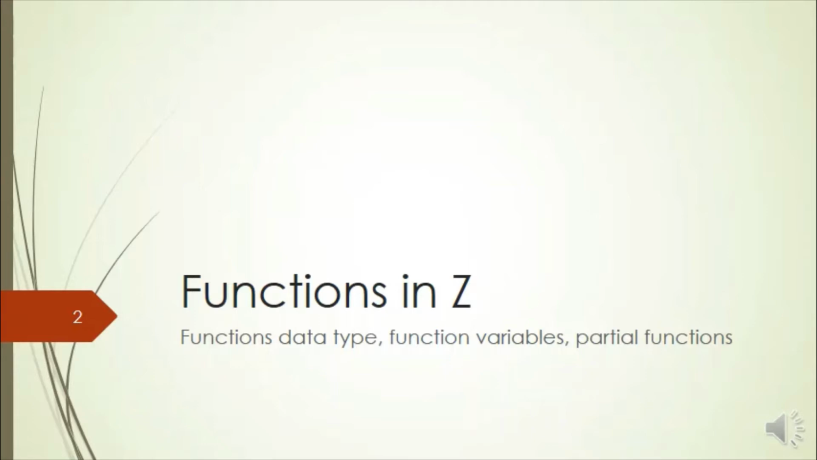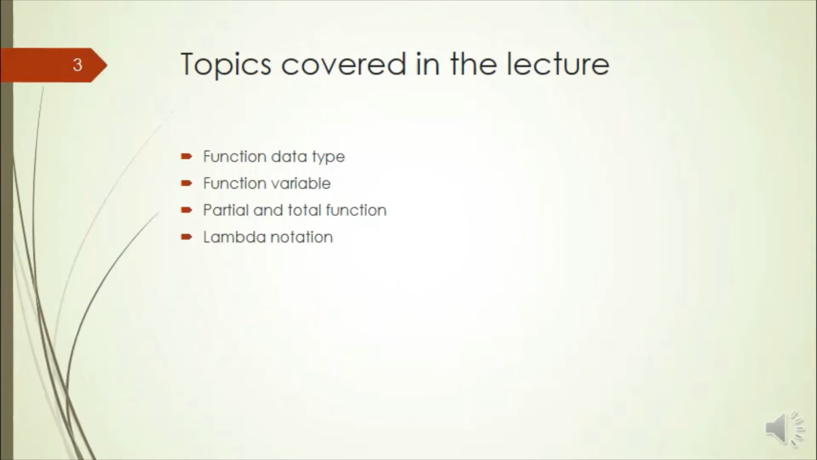And you know, we have already discussed relations, and functions are basically special kinds of relations in which inputs are related to outputs. Therefore, in this lecture, we will discuss the function data type and declaring function variables on the function data type. Then we will discuss partial and total functions. And then we will learn about the lambda representation of the function.